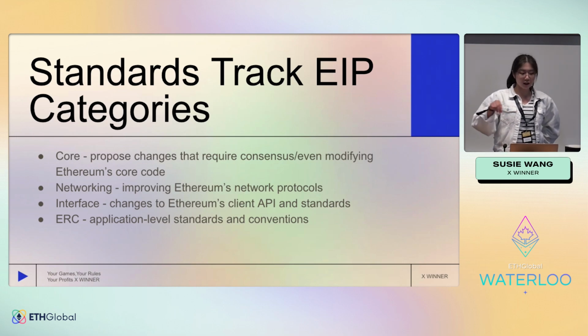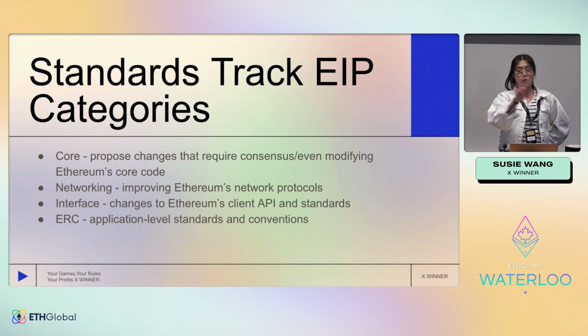Let's touch a little more on the standard track EIP categories. There are four categories within the standard track EIPs. The first one is core. It proposes changes to the required consensus or even modifies Ethereum's core code. So this is a really big one.